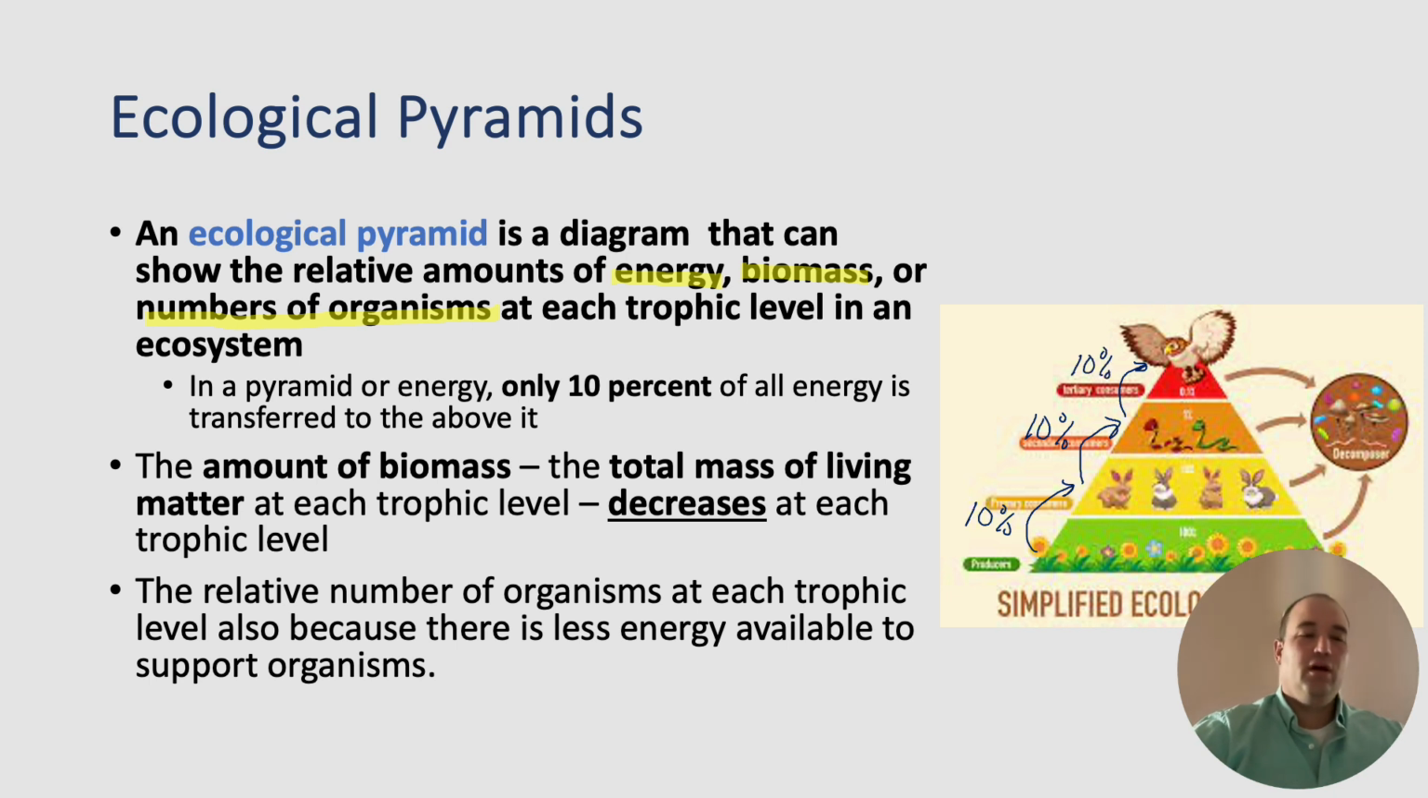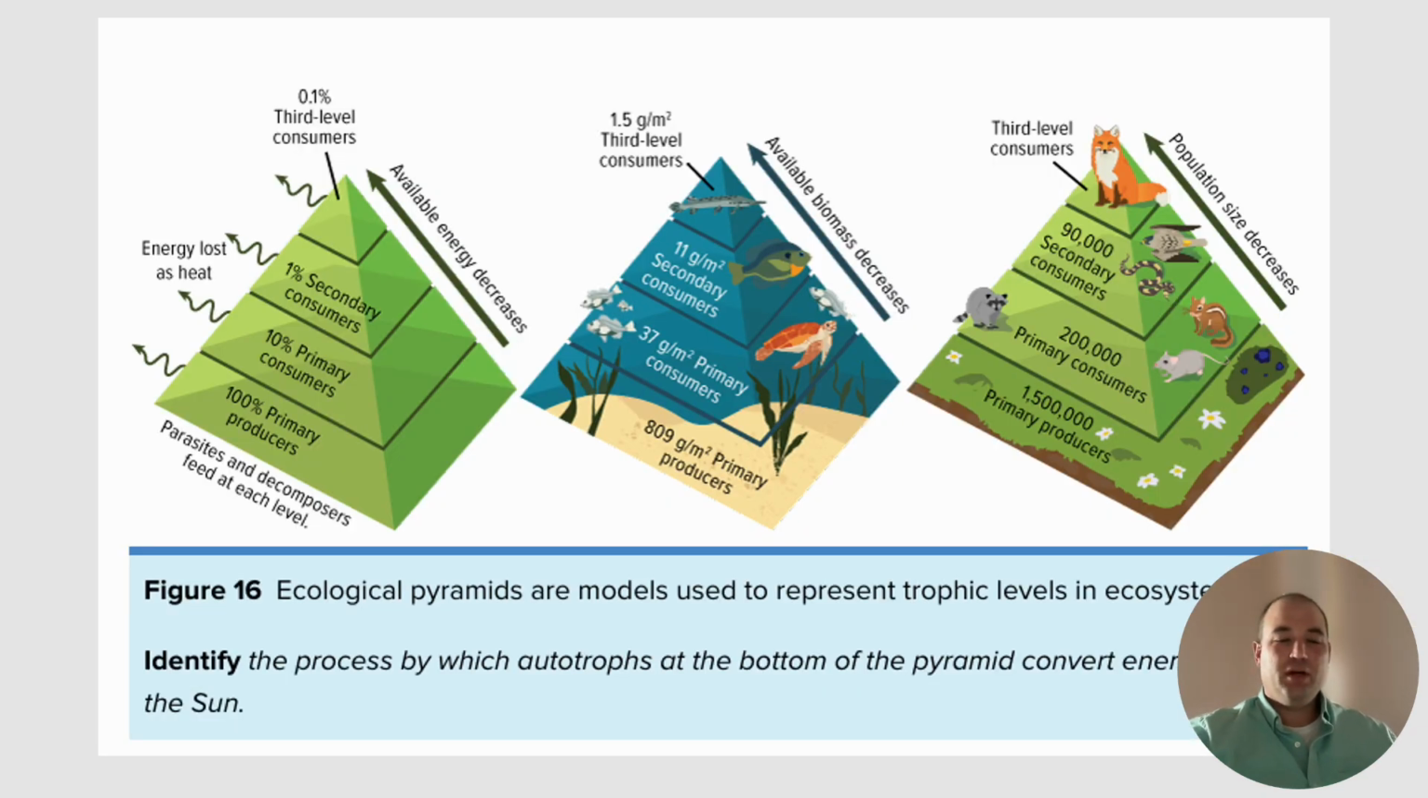So this is really important when we're looking at the amount of biomass, the total mass of living matter at each trophic level, which decreases at each trophic level. In other words, we are reducing the amount of organisms at each trophic level as we go up because less energy is available. So the relative number of organisms at each trophic level also has to do with there being less energy available. So less energy, fewer organisms. This is why you see a lot fewer top predators than you do trees walking around a forest. So ecological pyramids are models used to represent trophic levels in an ecosystem.